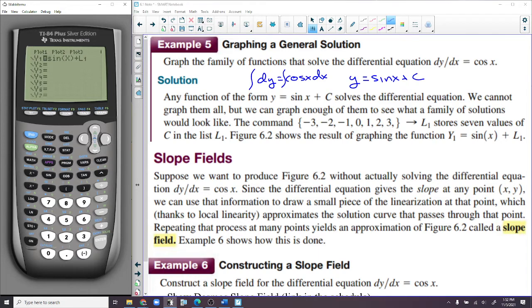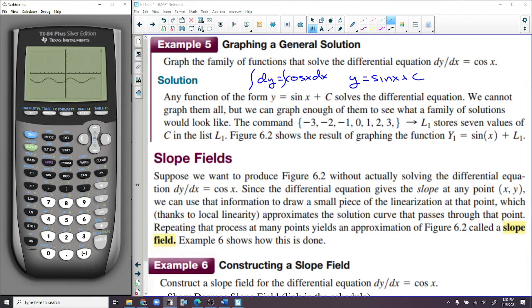I've already done this today, a couple times actually. We're going to do sine of x, and then plus that L1 that we just stored all those numbers into. So now when it graphs, it's going to graph 7 different graphs, one for each of those constants. If you go zoom 6, you'll see a bunch of sine curves.